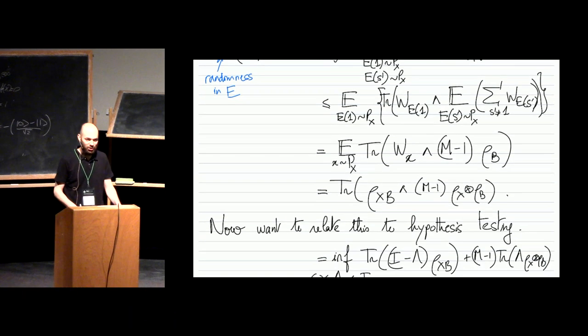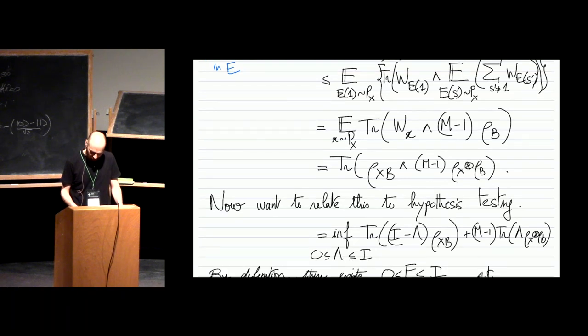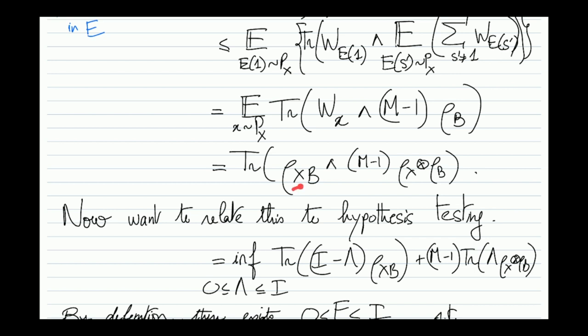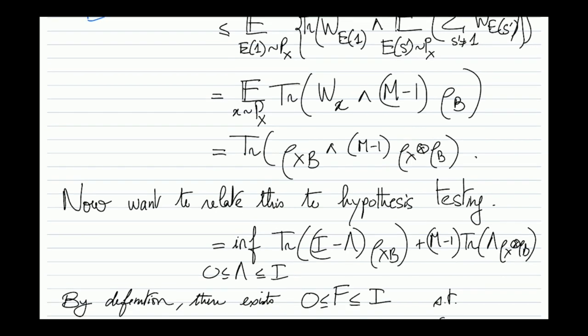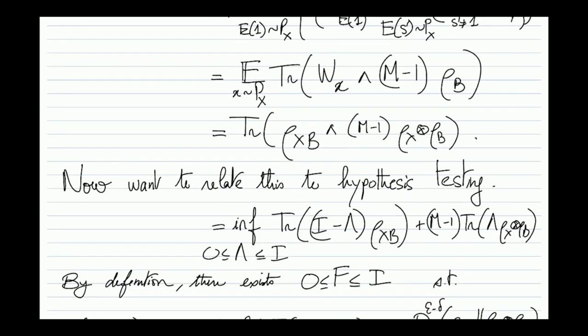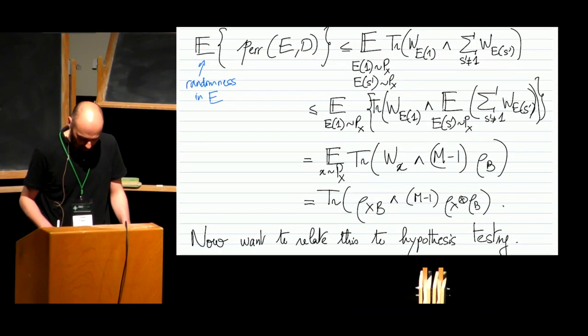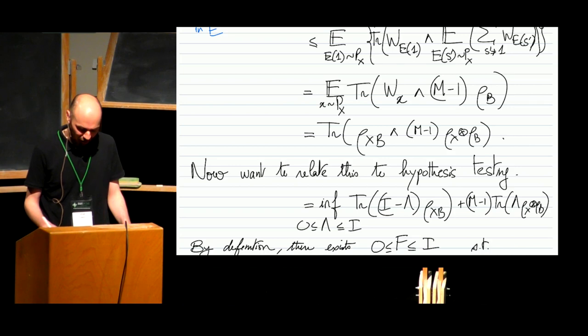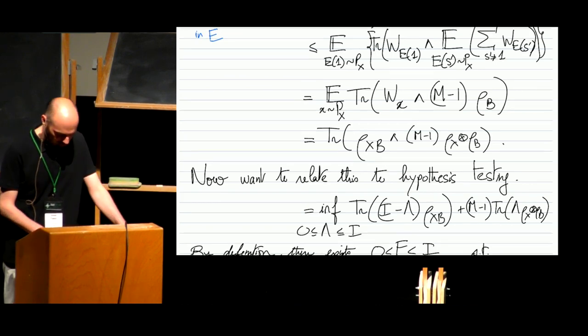Okay, and so now actually we're done. I just have to put in this extra system X here, so that I write the expression in this way. Here I add rho X and here I put rho XB, and so this expression is the same. The nice thing here is that I don't have the encoder and decoder anymore. It's an expression which only depends on my probability distribution and the channel. So this is the error probability.